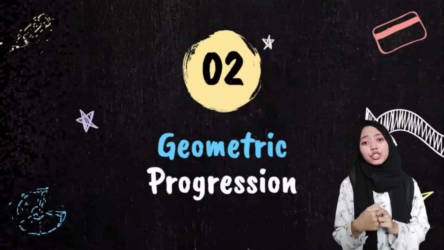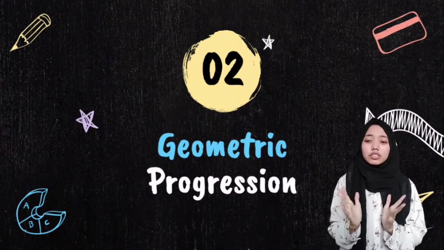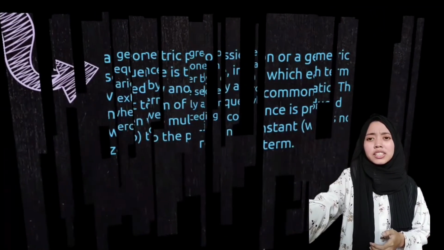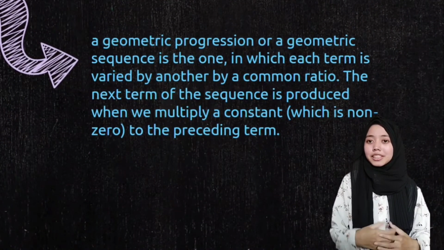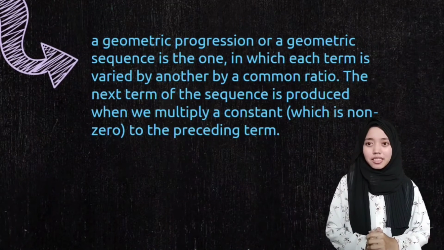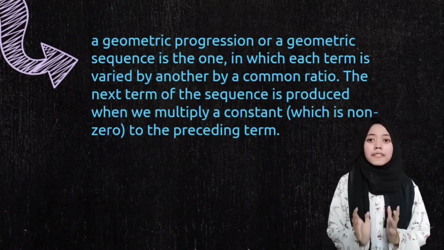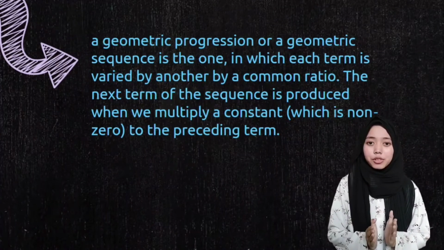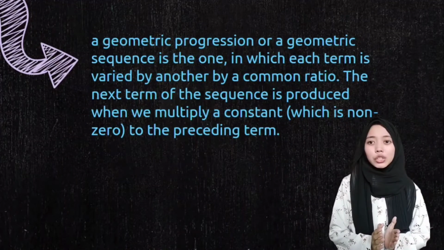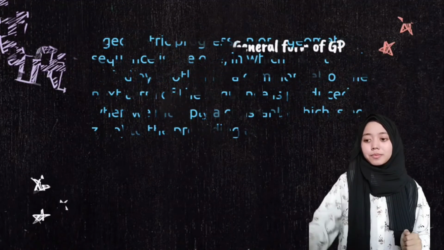And then we move to geometric progression. And what is geometric progression? Geometric progression is a sequence in which each term is varied by another by a common ratio. The next term of the sequence is produced when we multiply a non-zero constant to the preceding term.